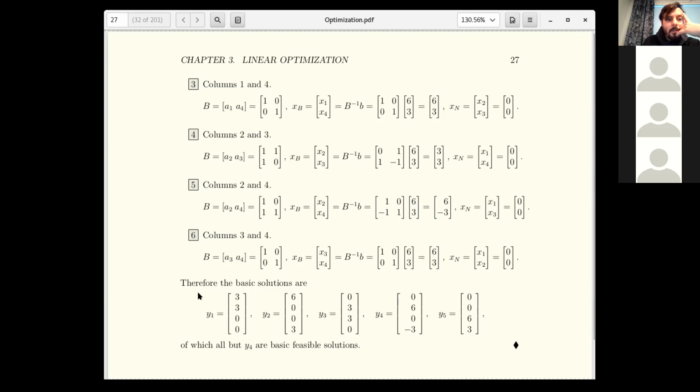So here are the possible basic solutions and the basic feasible solutions. There are 4 basic feasible solutions. The first solution, 3, 3, 0, 0, then 6, 0, 0, 3, and so on. Those are the basic feasible solutions. Okay?